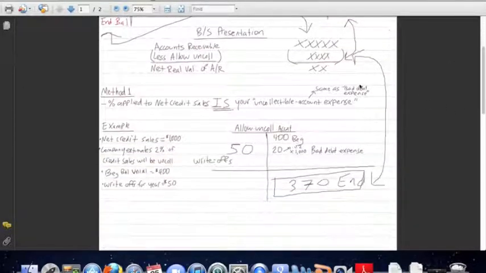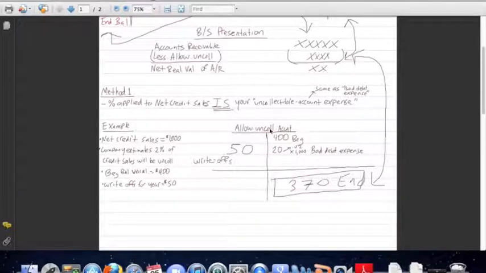So let's go through an example. You have net credit sales for the year of $1,000. The company estimates 2% of credit sales will be uncollectible. So here you know you're using method 1. They give you the beginning balance of uncollectible accounts, the allowance, and what the write-offs were for the year.